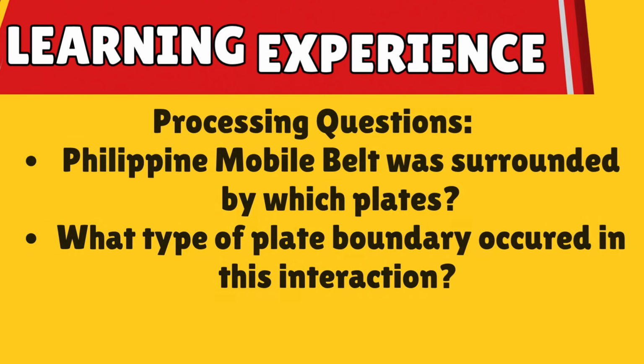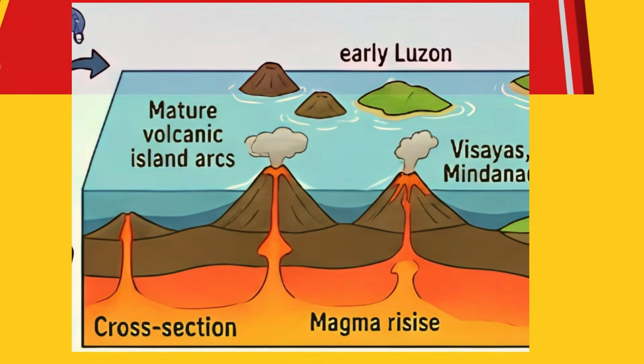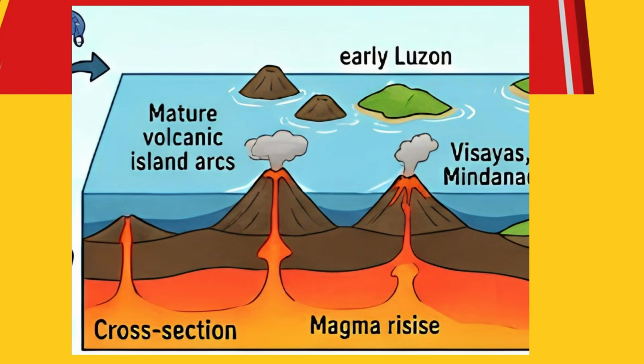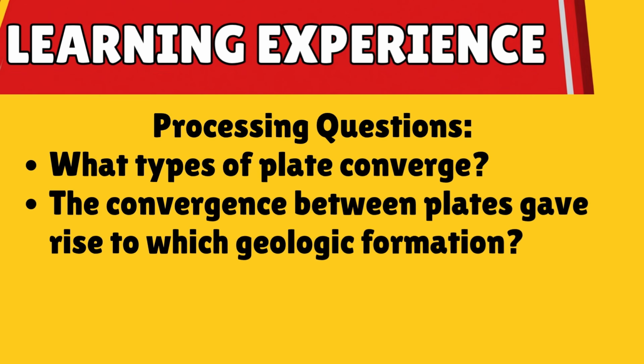Guide questions: The Philippine Mobile Belt was surrounded by which plates? Second, what type of plate boundary occurred in this interaction? And now for the picture of the volcanoes forming a volcanic island arc. What types of plates converge? The convergence between plates gave rise to which geologic formation?